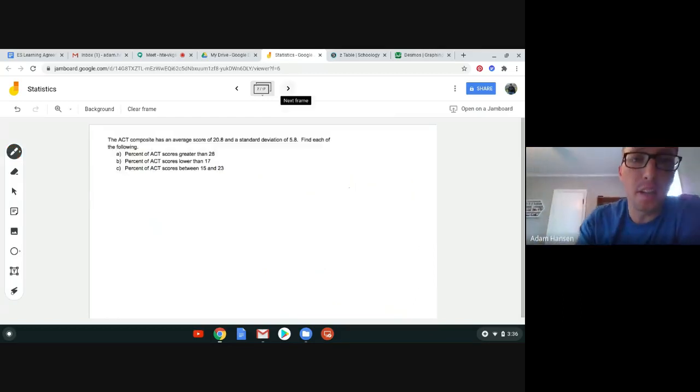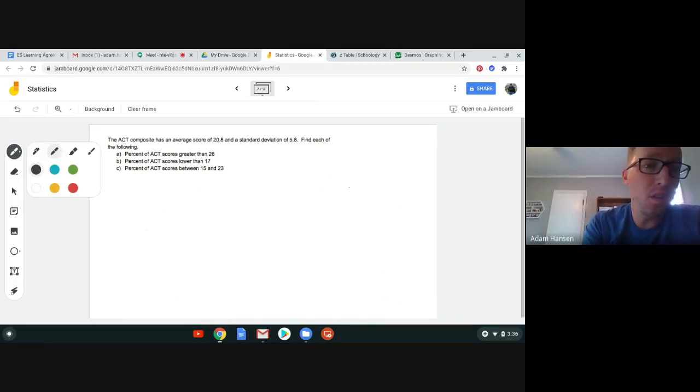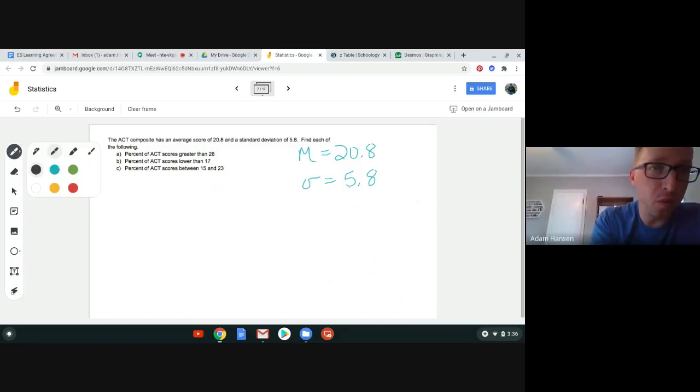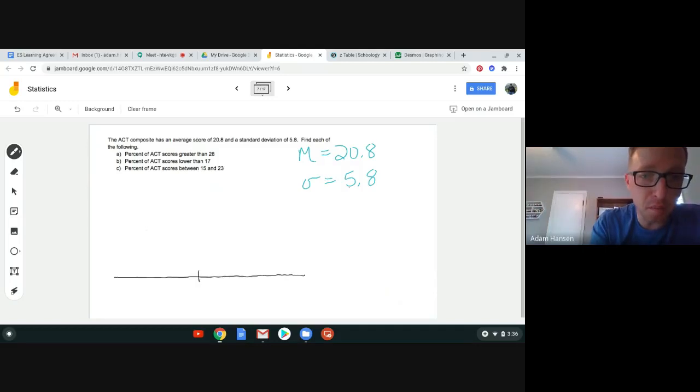So let's use that to answer a few questions here. We're going to look at this setup. The ACT composite has an average score of 20.8 and a standard deviation of 5.8. So this is some helpful information. My distribution has an overall average score of 20.8 with a standard deviation of 5.8. And let's use that to draw the normal distribution. If all else fails, make a picture.